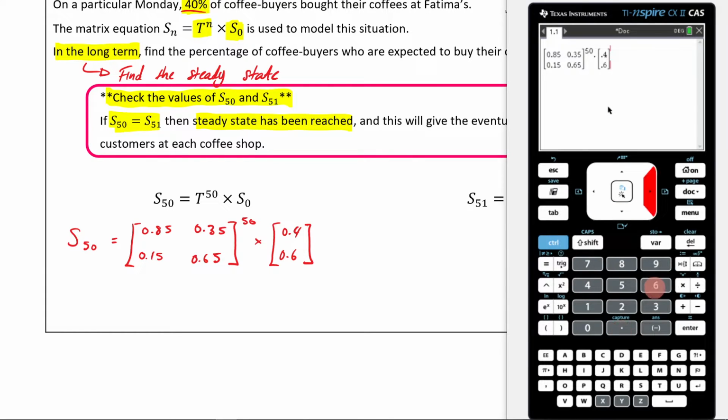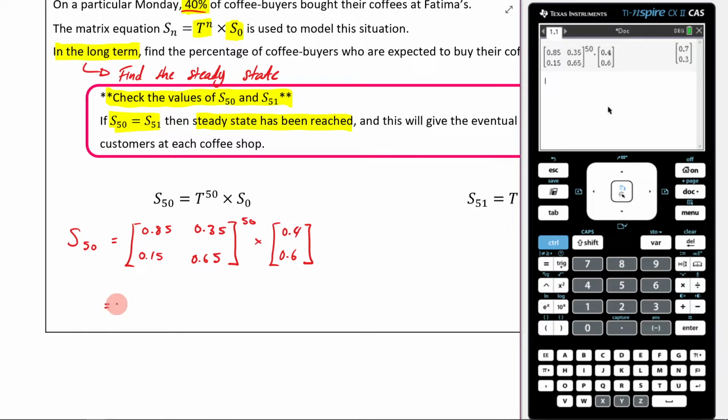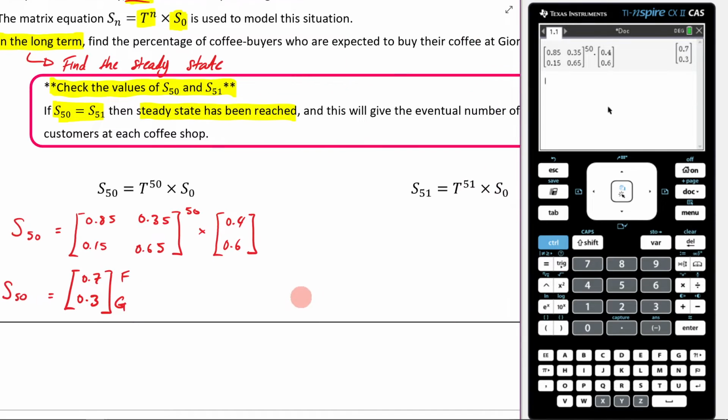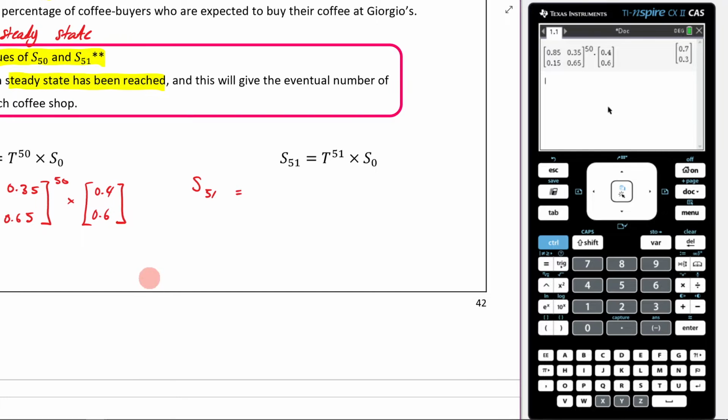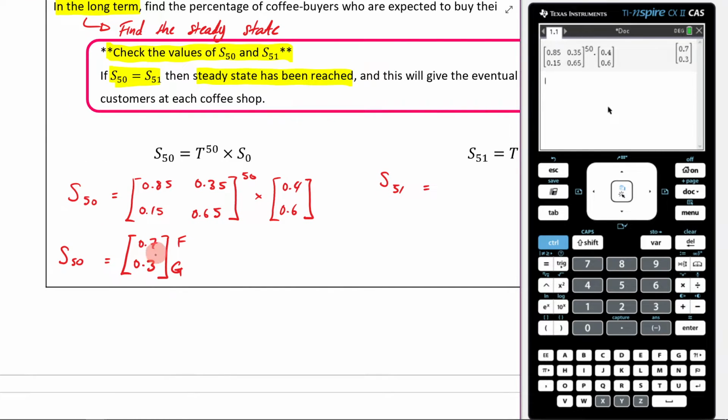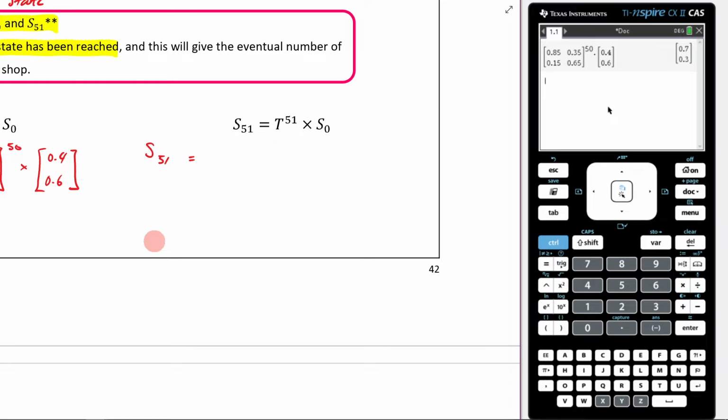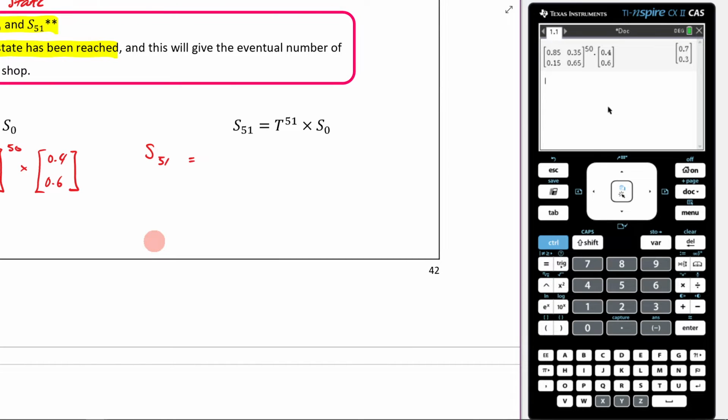Okay, then we hit enter, and for S of 50, it's going to end up being 70% at Fatima's and 30% at Giorgio's. And remember, this is Fatima's, this is Giorgio's. We come over here and go S of 51. Let's find out how many are here. The reason why we're going one up is we want to see if this remains the same. And if it is the same, that means we've hit the steady state.